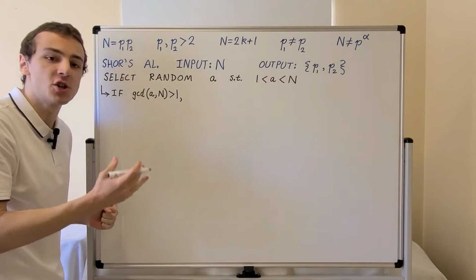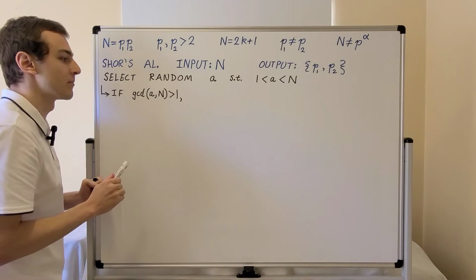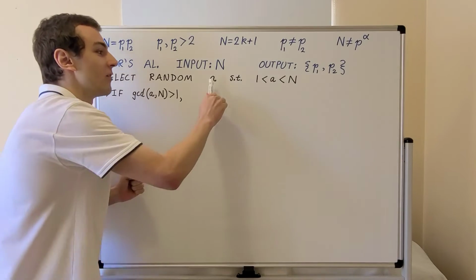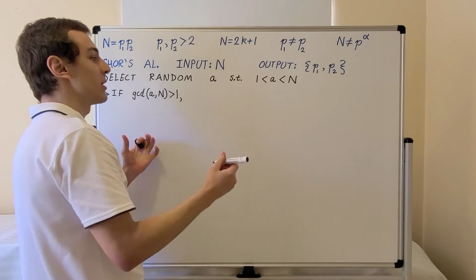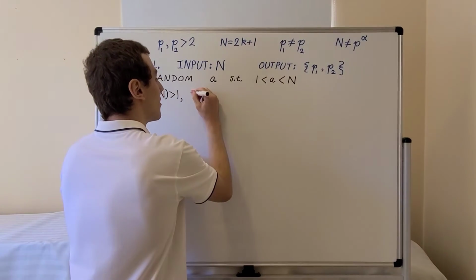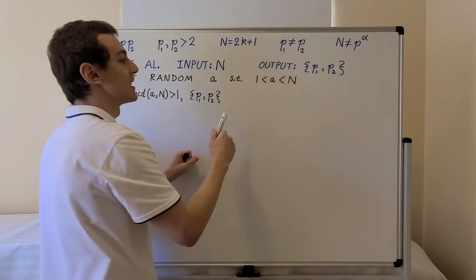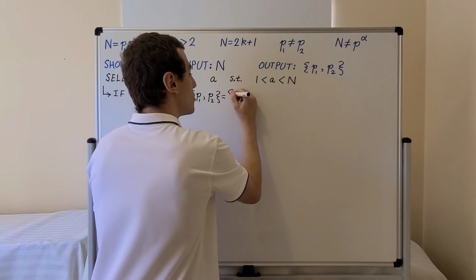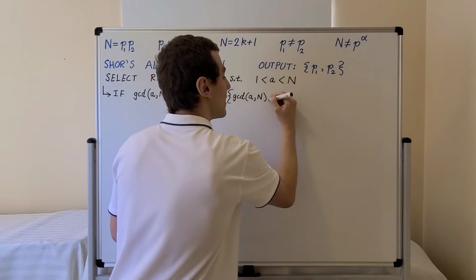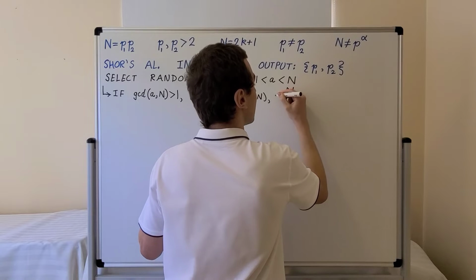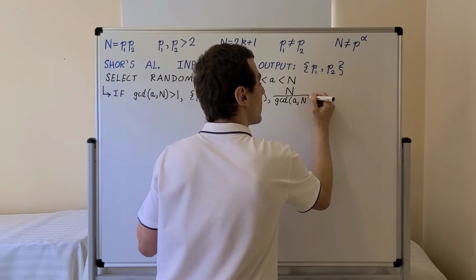This was known since the time of ancient Greece, and it's a very efficient algorithm for computing the greatest common divisor of two numbers. And if it turns out that the greatest common divisor of a and n is greater than 1, then we are actually done. We've performed the factorization problem. We can identify that P1 and P2, the prime factors of this semi-prime number n, are equal to the greatest common divisor of a with n and n divided by the greatest common divisor of a with n.